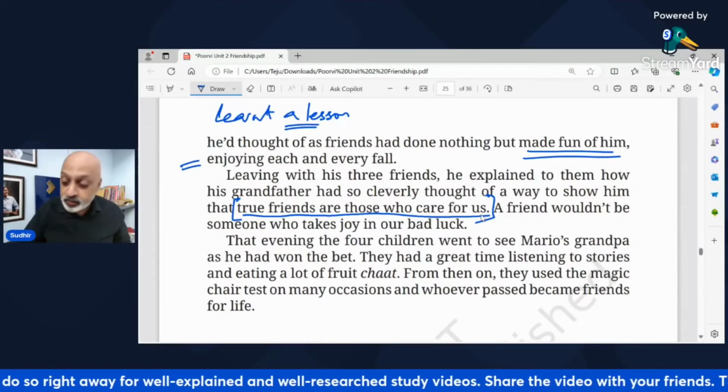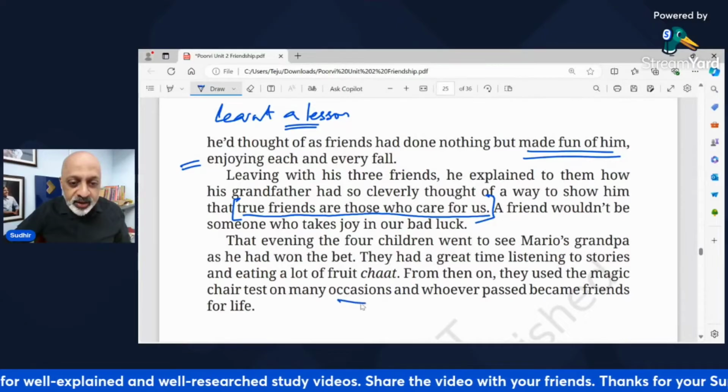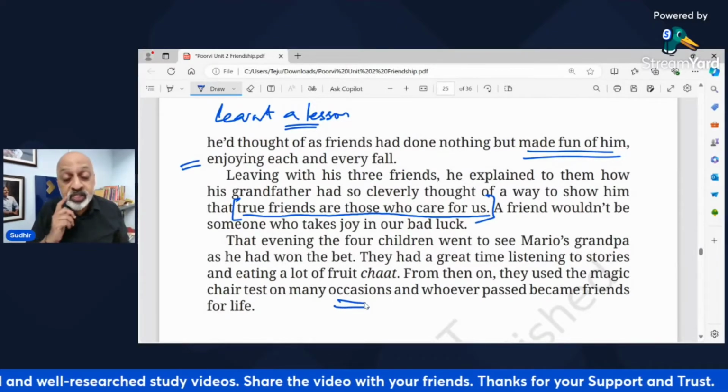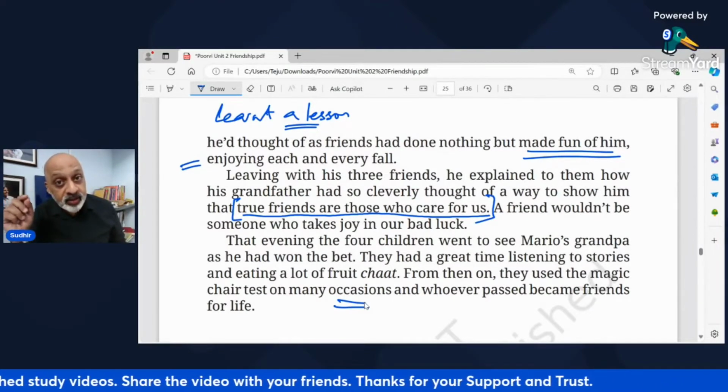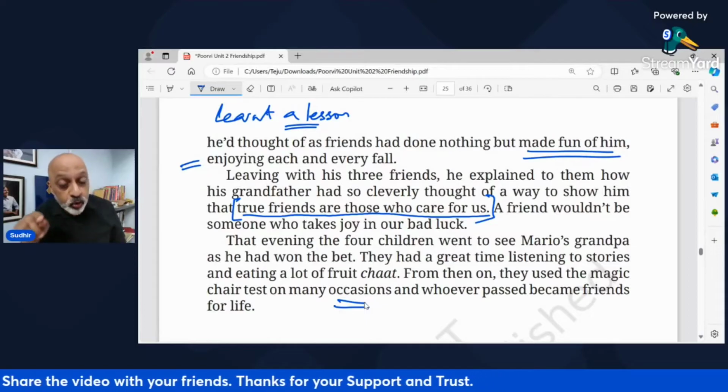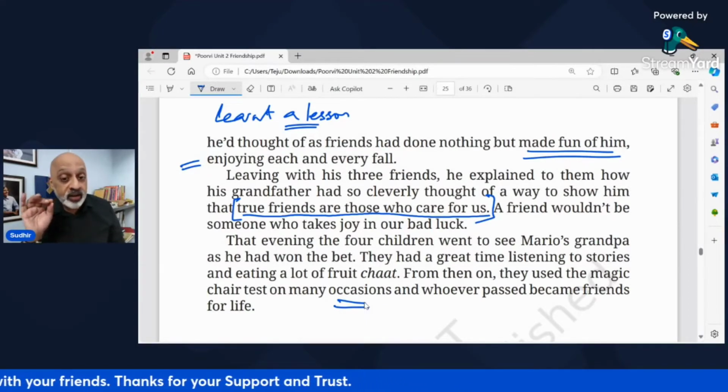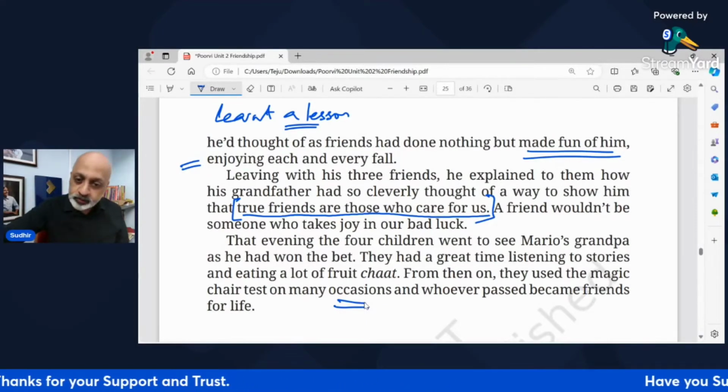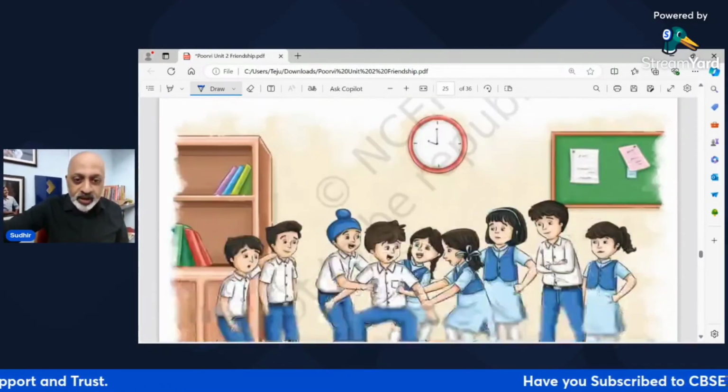So with this word occasions, quite a lot of people make spelling mistakes, they put a double S, and a single C. So take care of such words. Please take care of such words. Did you enjoy it? Now let's look at the question and answer.